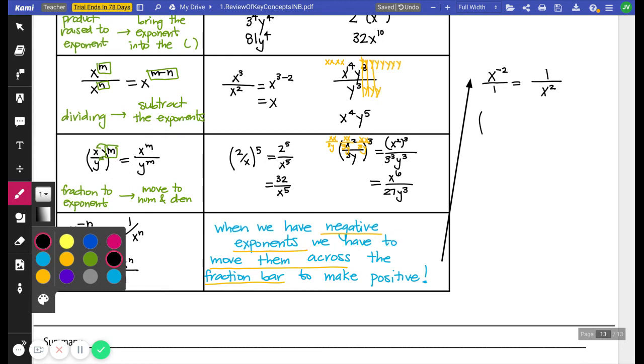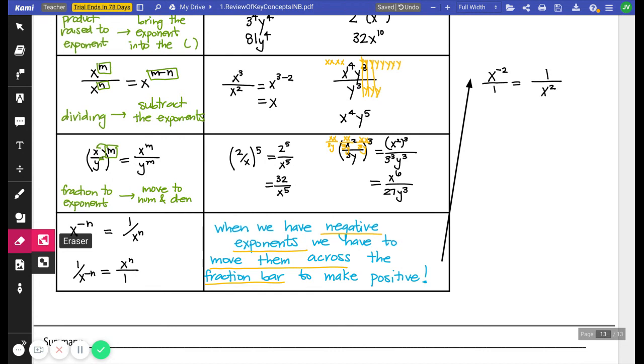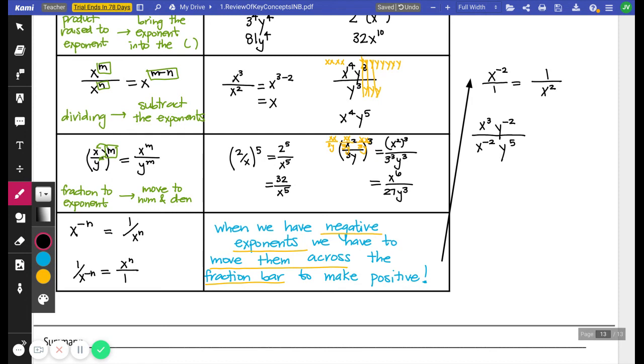Let's look at another example. Let's avoid some parentheses to start off with. I've got x to the third, y to the negative second, x to the negative 2, y to the fifth. Now, you can totally use subtraction, but let's move everything to their homes first. Here's what I mean. X to the third is positive. It's just fine. It can stay put. In other words, it's not going to cross the fraction bar.